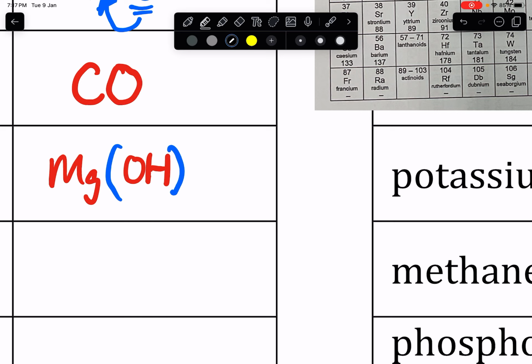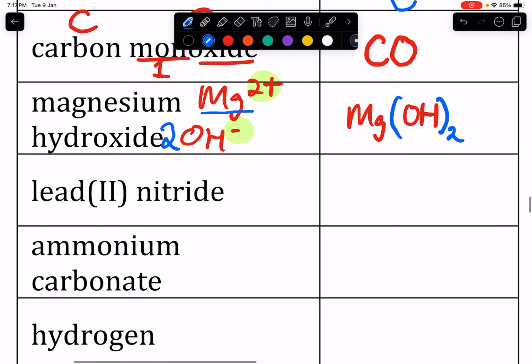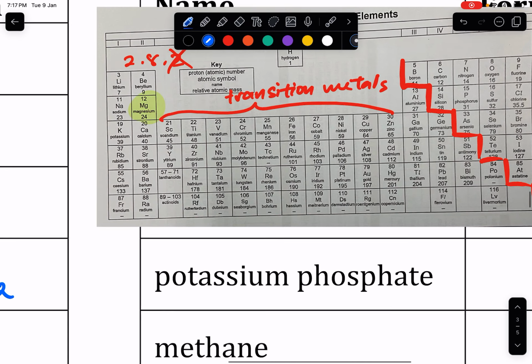For polyatomic ions, where we have to multiply them, make sure to bracket the entire polyatomic ion and put the subscript behind the brackets. Next, lead(II) nitride. Again, it is with an -ide, so it's the element forming an ion by itself. Lead is Pb, and then let's look at where they are on the periodic table.